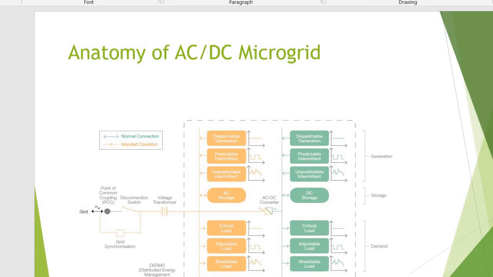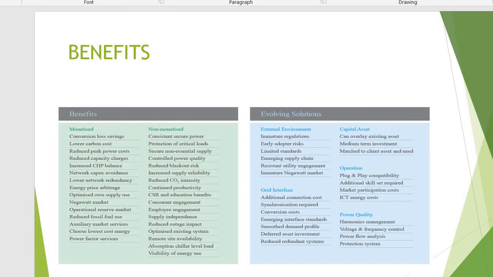We can see now there are certain benefits and certain evolving challenges of microgrids. Some benefits are monetized benefits, some are non-monetized benefits. When we talk about monetized benefits, we have conversion loss savings, low carbon cost, reduced peak power cost, reduced capacity charges, network capex avoidance, low network redundancy, energy price arbitrage, optimized supply use, auxiliary market services, and power factor service.